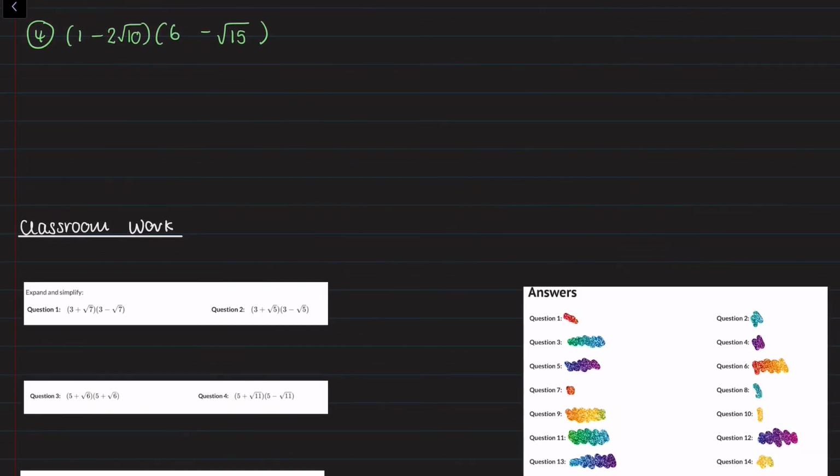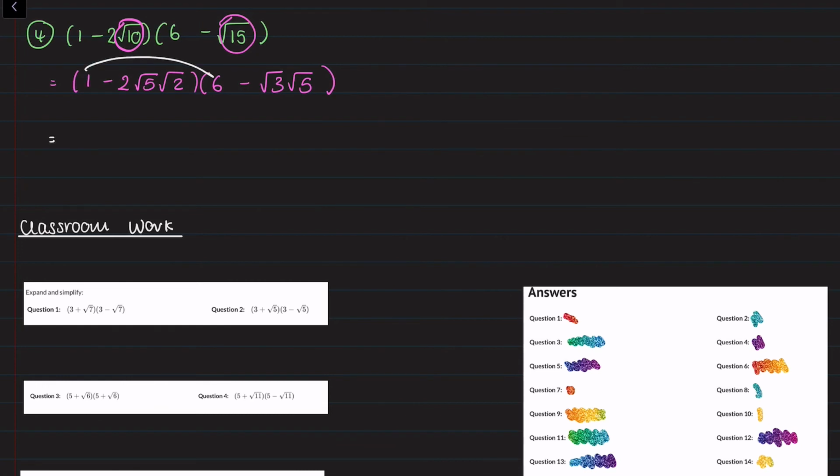Before I do my eyebrow double chin, it's probably going to be useful if I split up these surds into some factors. So I'm going to do that. So I'm going to split that up into root 5, root 2. I'm going to split this up into root 3, root 5. Then I'm going to do my eyebrow double chin.